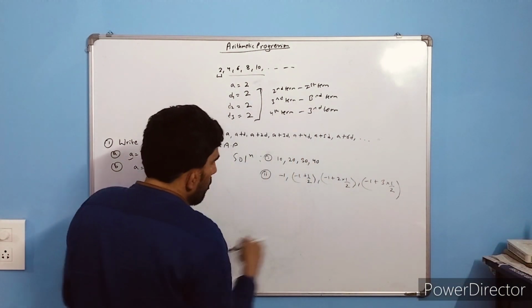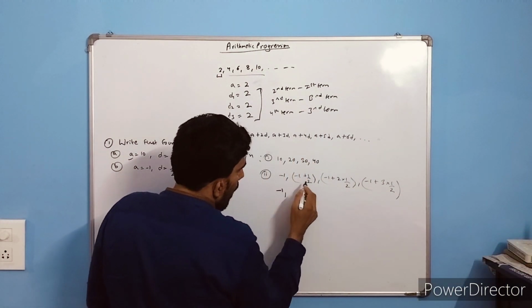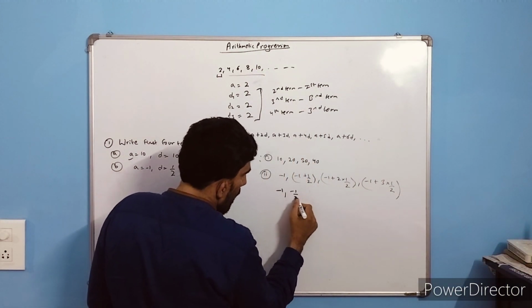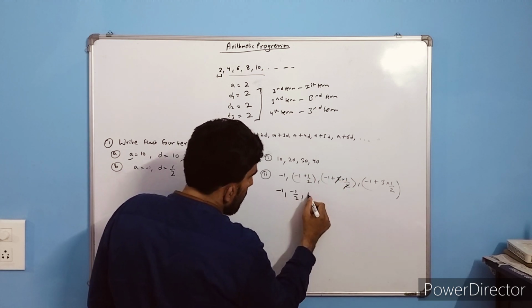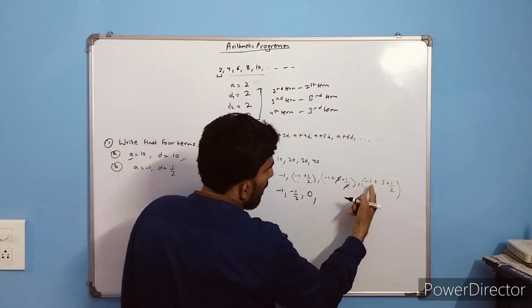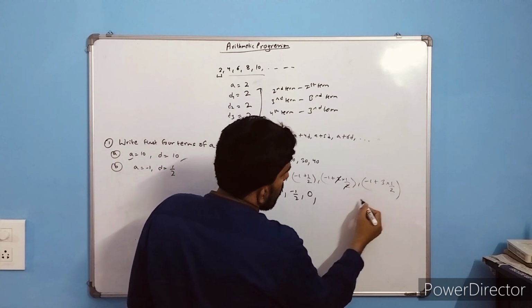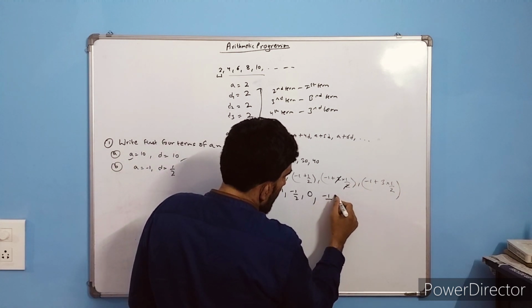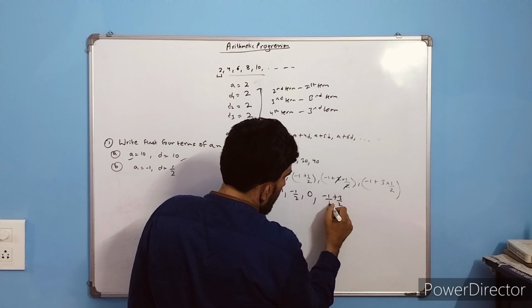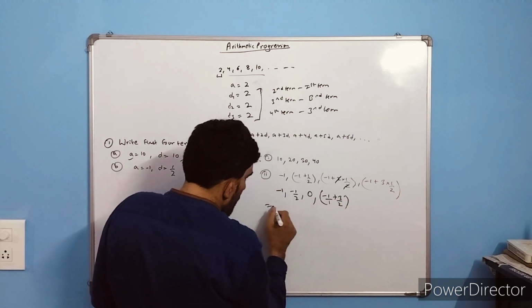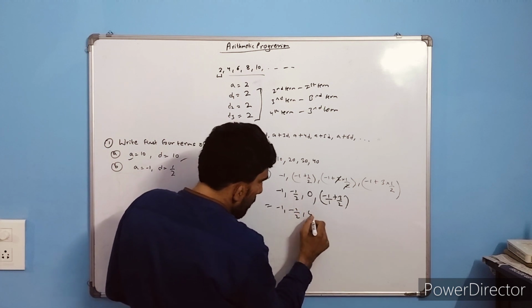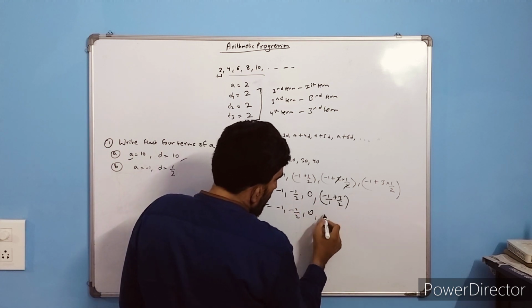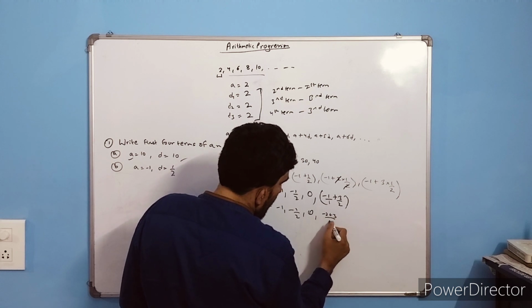So let us try now. Minus 1. Now minus 1 plus half will be minus half. Then minus 1 plus 2 times half, the 2 will cancel, so minus 1 plus 1 is 0. Here if I write minus 1 plus 3 by 2, taking the LCM, now I got all my terms: minus 1, minus half, 0, and minus 2 plus 3 by 2, that is half.